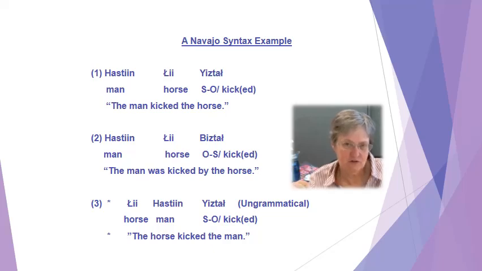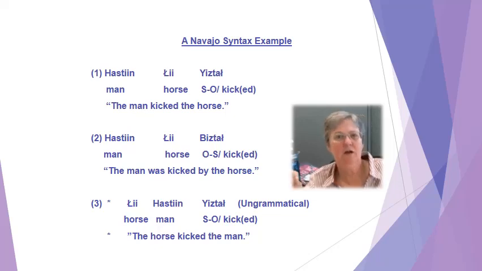Kli, horse. Hastin, man. Yistal, first noun subject, second noun object, kick or kicked. We would think it would mean the horse kicked the man, in that order. Guess what, folks? That is improper, grammatically incorrect, syntactically wrong, unthinkable, unspeakable in Navajo. Why can you not say the horse kicked the man? Think about it for a minute. You can say the man was kicked by the horse, but you cannot say the horse kicked the man.